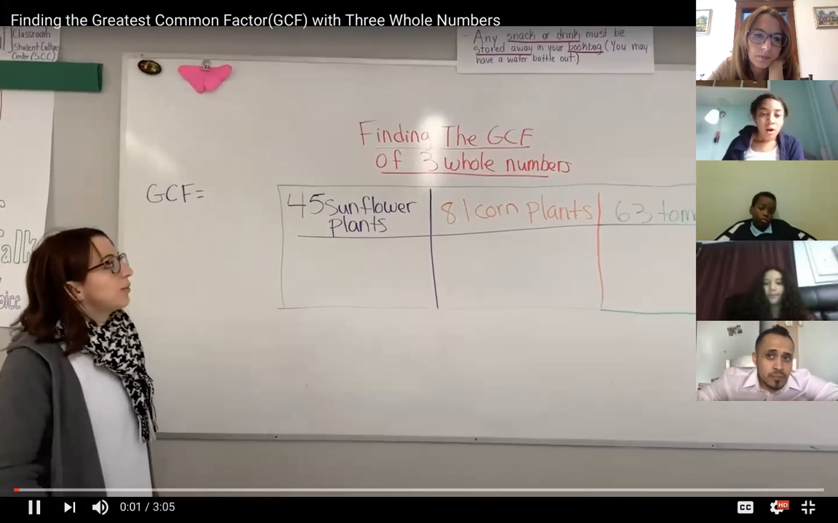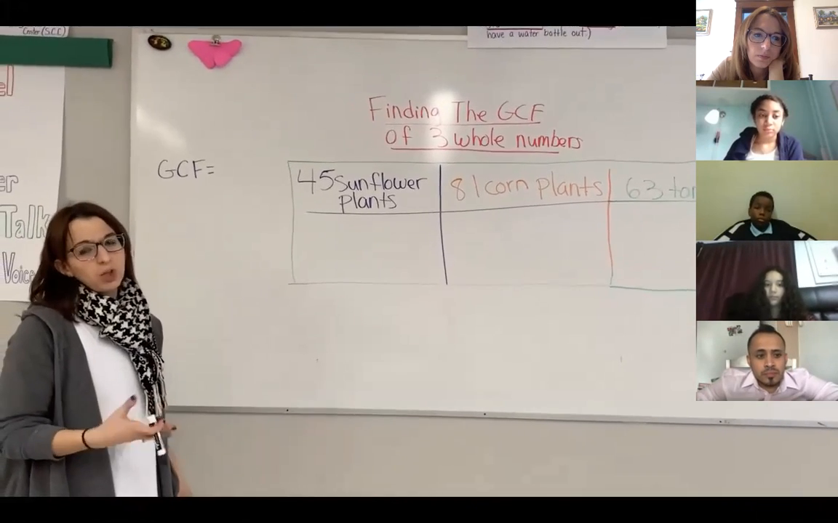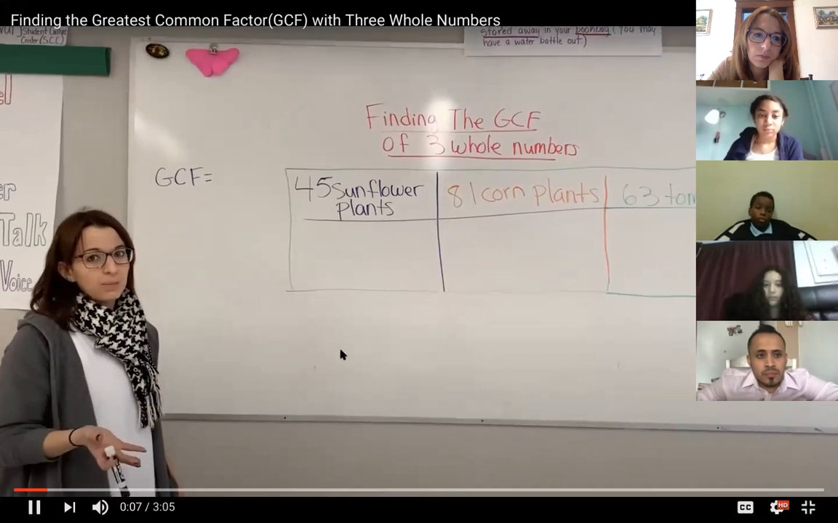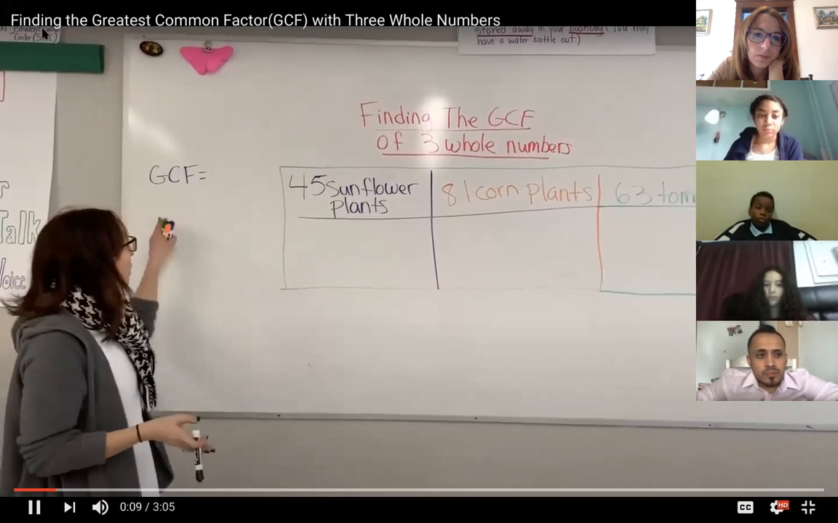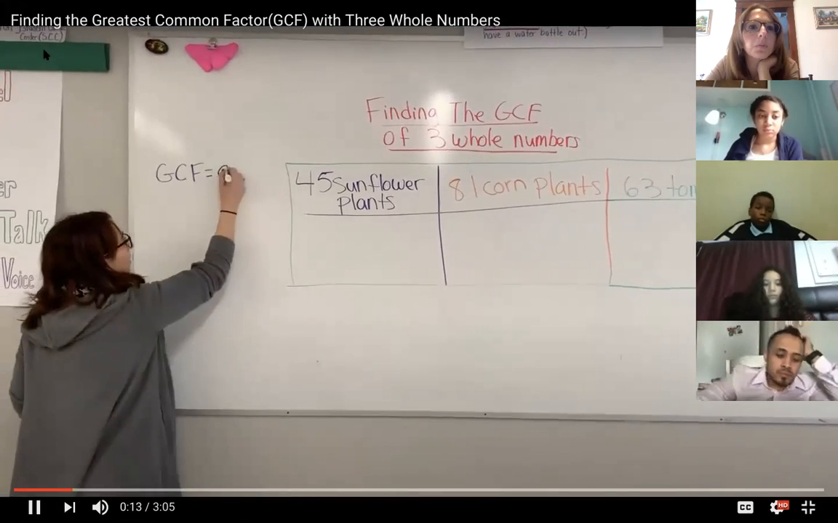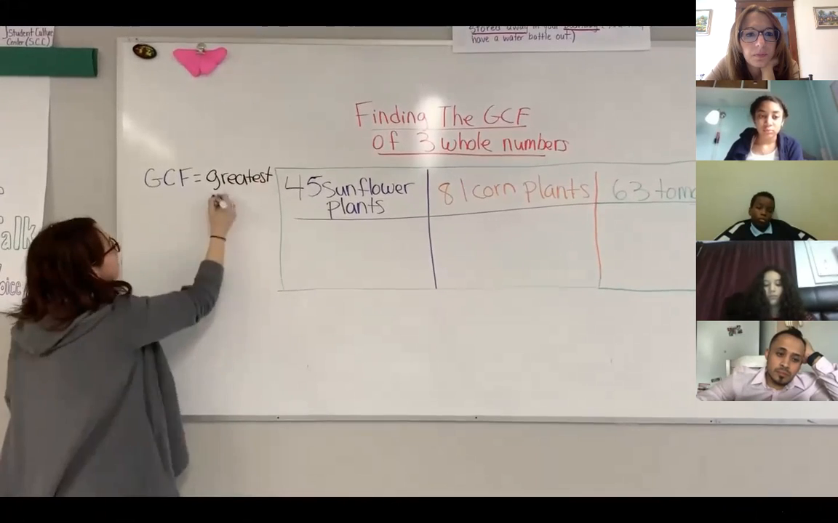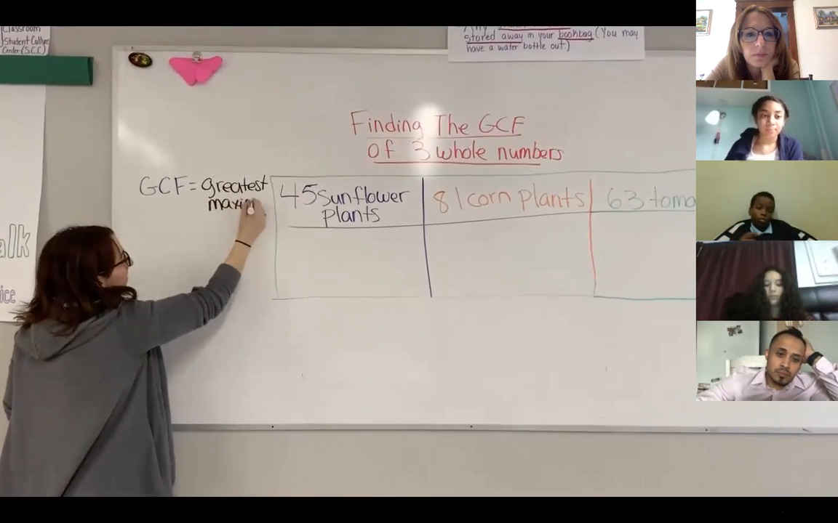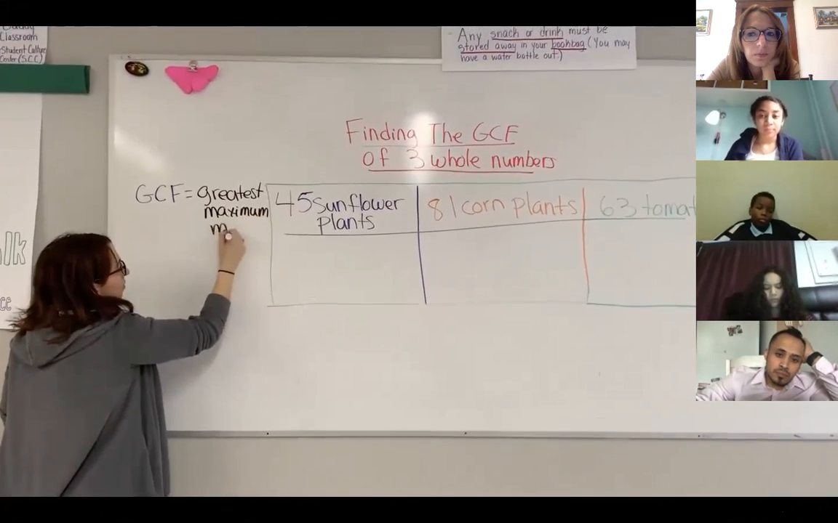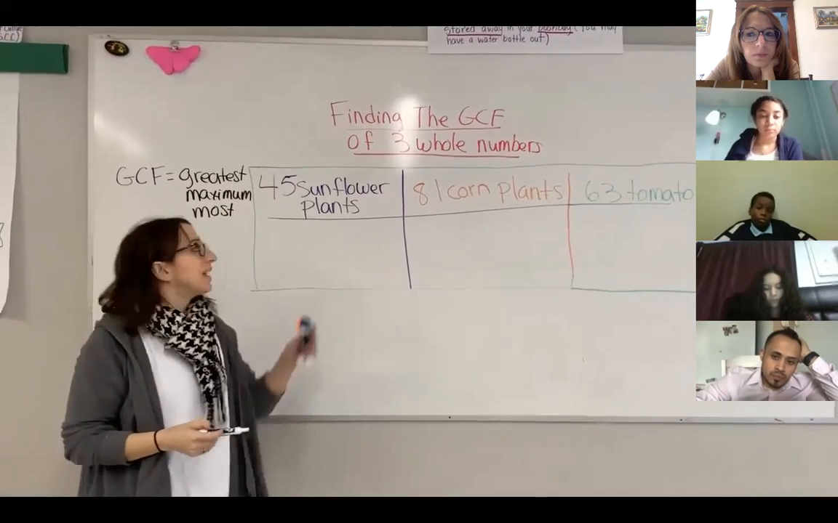Hey, scholars. Today we're going to learn how to find the GCF of 3 whole numbers. We already found the GCF of 2, but the process or the method is still the same. So let's look at what we got. Let's factor. The key words are greatest, maximum, and most.